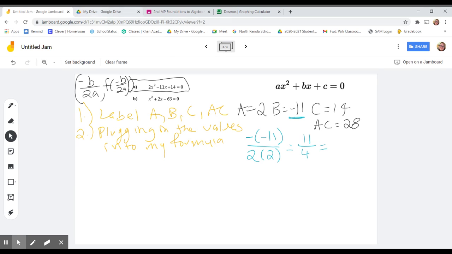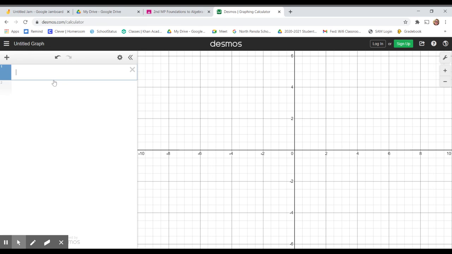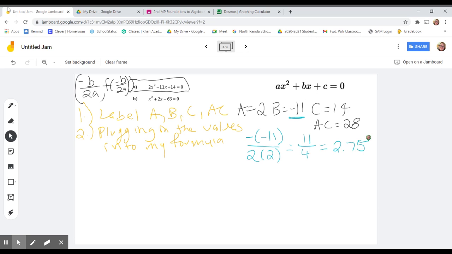That's going to give me a decimal, and this is where the graphing calculator, the Desmos calculator, is going to be useful. I have 11 divided by 4, and that's going to give me 2.75. Okay, so 2.75 is going to be my x. Now we're going to go ahead and find step 3, plug my x into the equation.